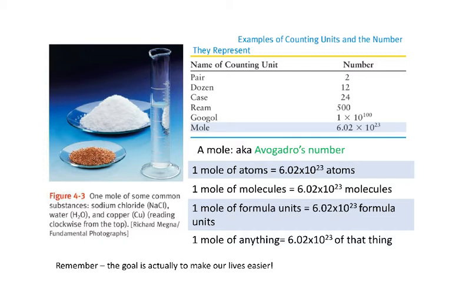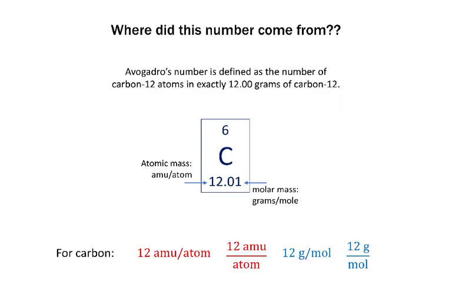So very large number, which is kind of daunting sometimes, but the goal is actually to make our lives easier so that we can talk about things like a mole of salt instead of having to talk about how many molecules we have here or something like that. So where did this number come from, the 6.02 times 10 to the 23? It's actually defined as the number of carbon-12 atoms in exactly 12 grams of carbon-12.